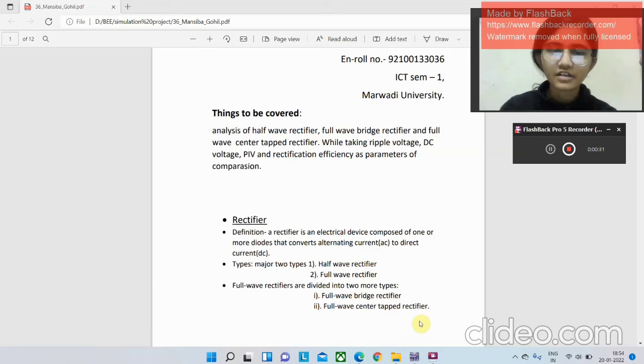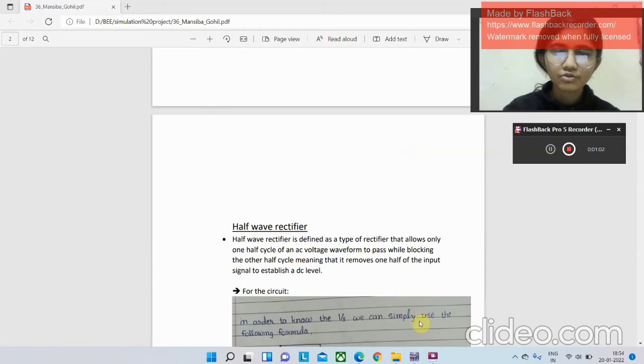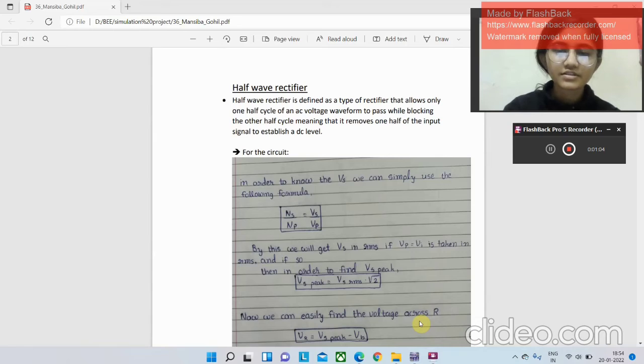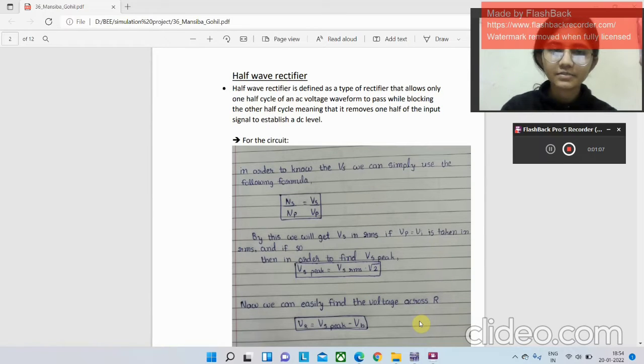Firstly, what is a rectifier? A rectifier is an electrical device composed of one or more diodes that converts the AC, alternating current, to direct current, DC current. Now there are two major types of rectifiers. The first one is the half wave rectifier and the second is full wave rectifiers. Full wave rectifier can be divided into two more types, which are the full wave bridge rectifier and full wave center tap rectifier. Now I will simulate the circuit of half wave rectifier in NI Multisim.